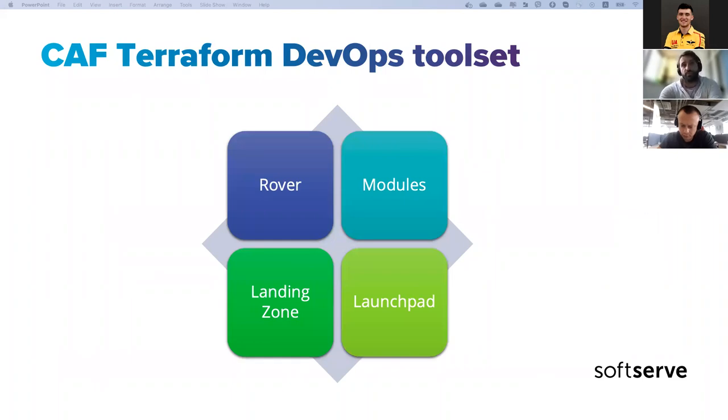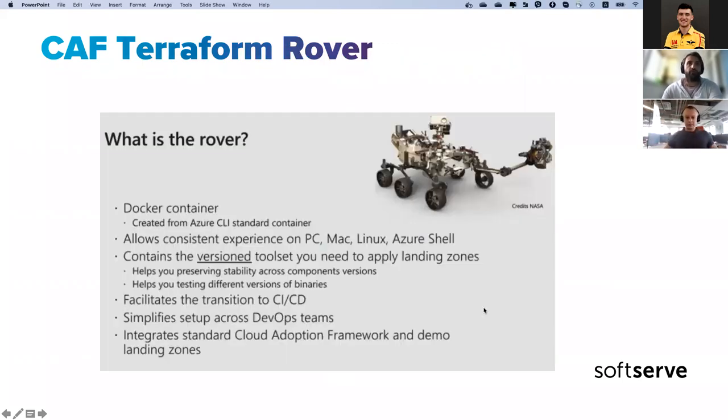The CAF Terraform DevOps toolset consists of four main components: rover, Terraform modules, landing zone, and launchpad. Let's start from rover, because this is a fundamental part of this toolset. What is rover? This is a Docker container that includes all the tools that we need to deploy infrastructure. First of all, this is Terraform. It is also a set of scripts that enables us not to run just regular Terraform commands like terraform init, plan, apply, and so on.